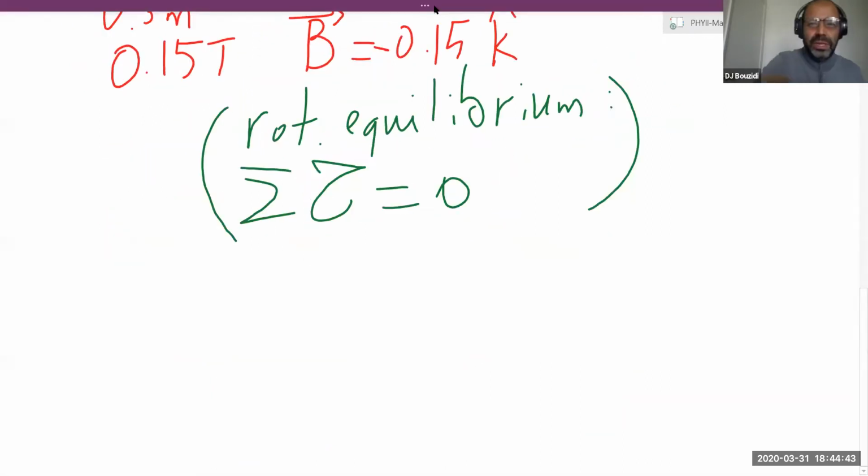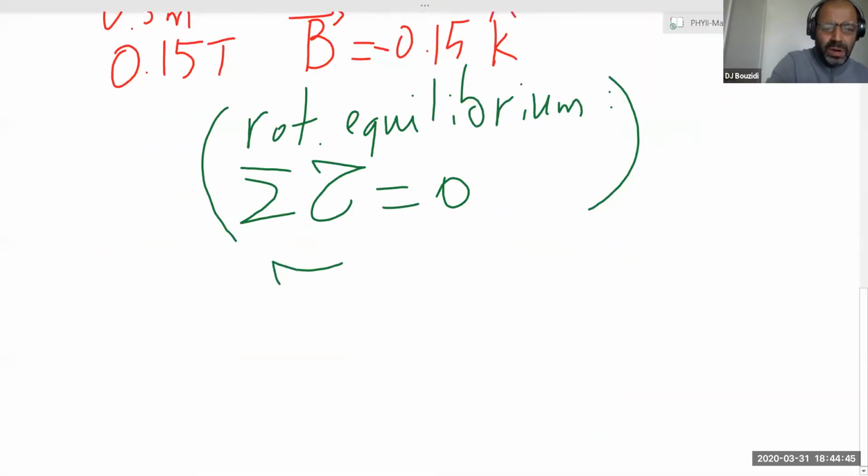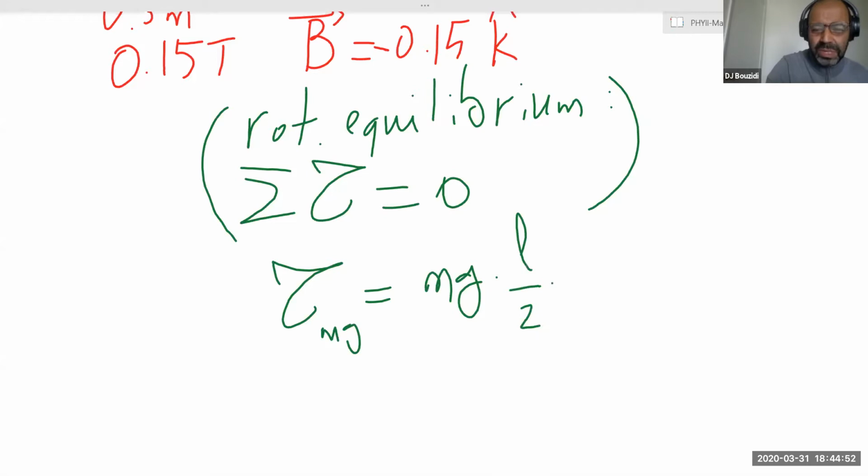It should be tau for the mg, or gravity, should be mg times the entire length divided by 2, because that's what the center of mass is, times the cosine of theta. Sine of theta. Okay? That is basically what the torque is. So, and theta is 30 degrees. So this is the torque, and this is a negative number because it's clockwise.